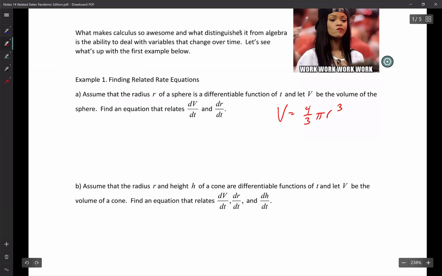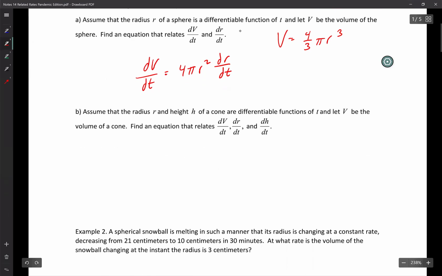So volume is 4/3 pi r cubed. So we're going to take the derivative of this with respect to time. So dv/dt is equal to 4/3 times 3, 4 pi r squared, and I took the derivative of r with respect to time. And there it is. That's it.